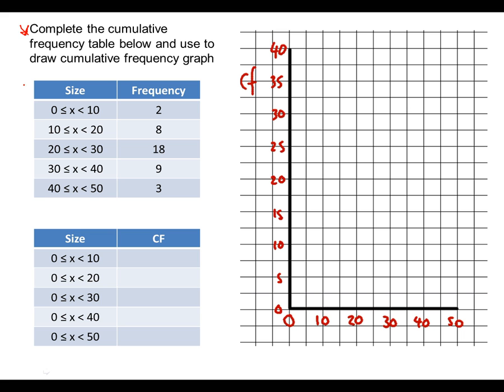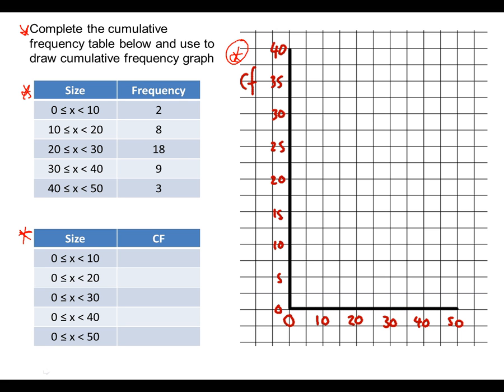So we have a table here which is already filled in for us. This gives us information about size and how many people. For example, this first box says between 0 and 10, and the frequency is 2, so 2 people answered between 0 and 10. The table underneath is incomplete, and we will need to fill out these missing numbers in this column. And finally, we have a space to draw a cumulative frequency graph here.